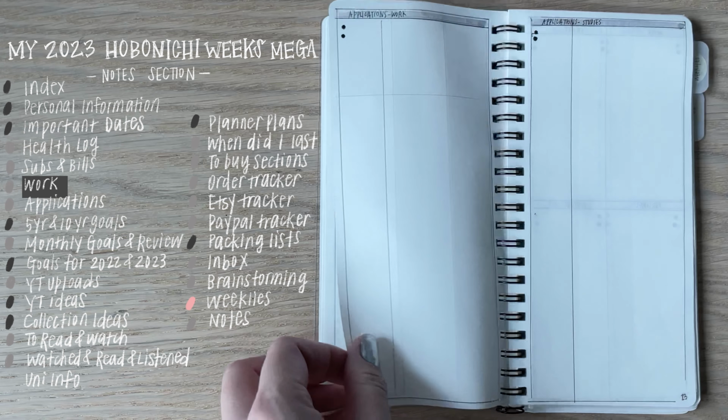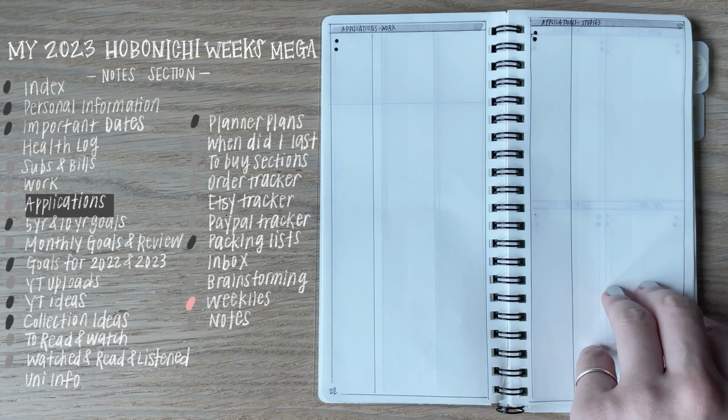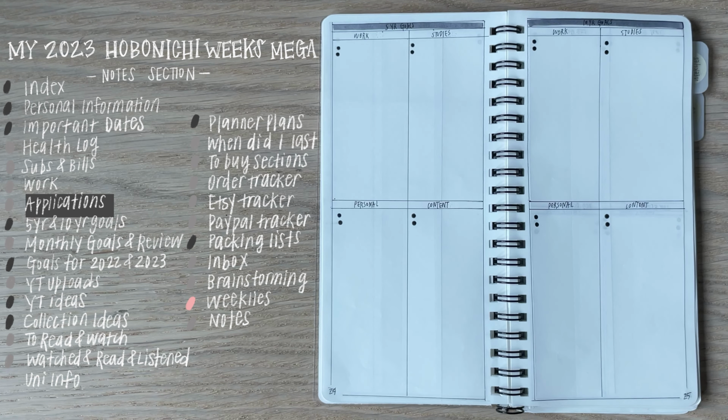And then the next section is my applications section. So applications, work, and studies applications. Again, the same layout as I have it in my Hobonichi Weeks now. And the next section is my 5-year goals and 10-year goals, 1 page each. Currently I have both of them on a single page, but I thought I should divide them into 2 different pages. So I have each page divided into work, studies, personal, and content.